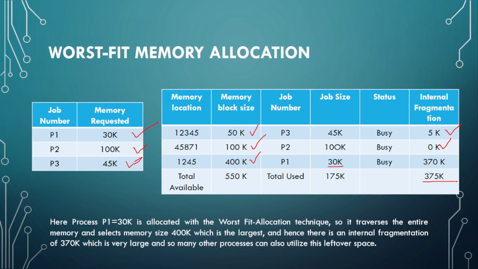Here process P1 is 30k. Process P1 of 30k is allocated with the worst fit allocation technique. So it travels the entire memory and selects the memory size of 400 kilobytes, which is the largest, and hence there is an internal fragmentation of 370k, which is very large, and so many other processes can also utilize the leftover space.